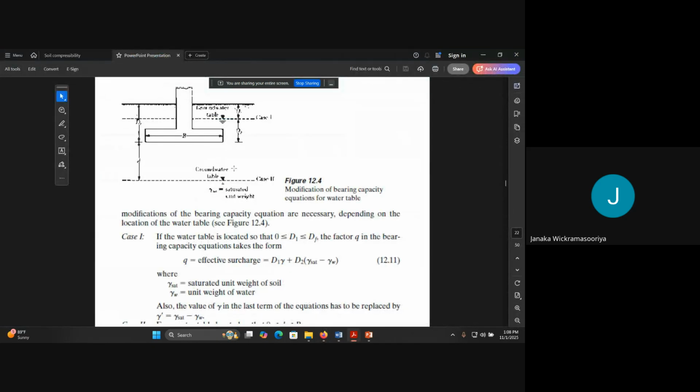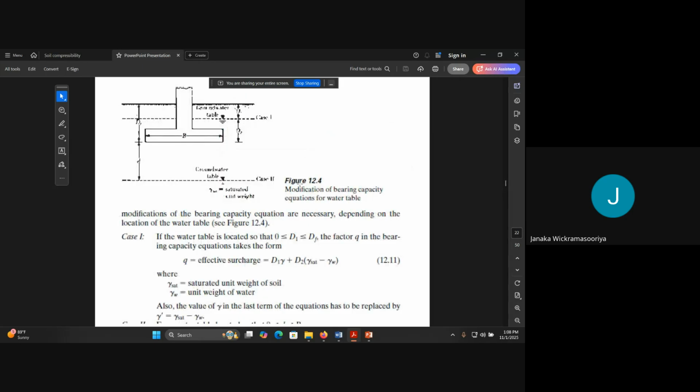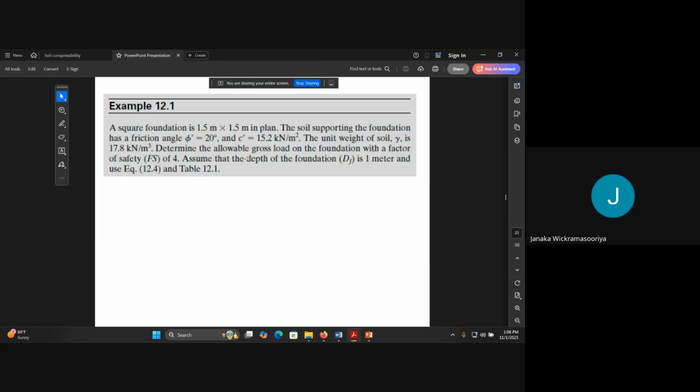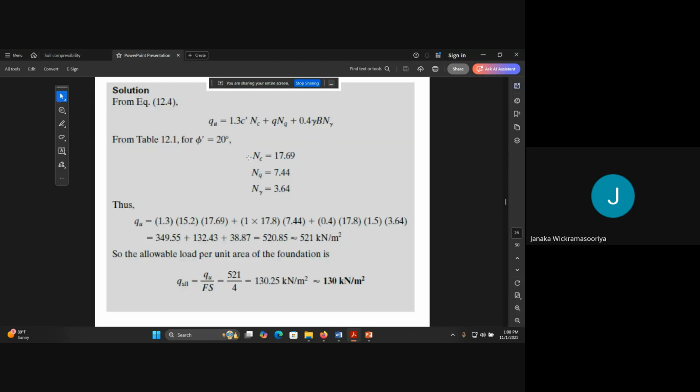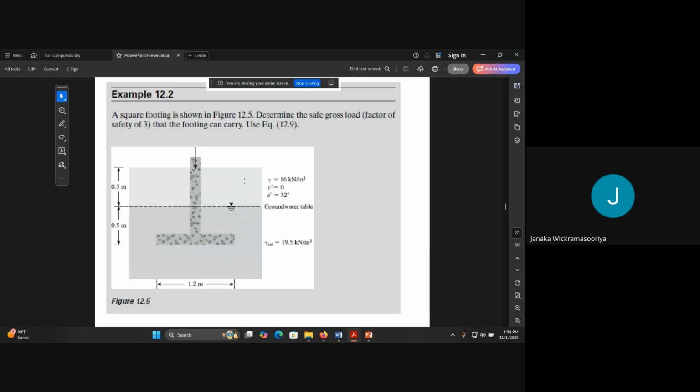Right. Therefore, you can see, you can determine this ultimate bearing capacity when the water table varies. So some terms will be changed. Then the factor of safety we discussed, and I think we discussed this example. And did we discuss this example?